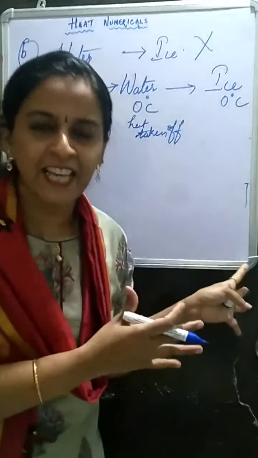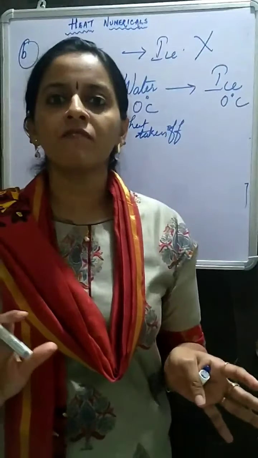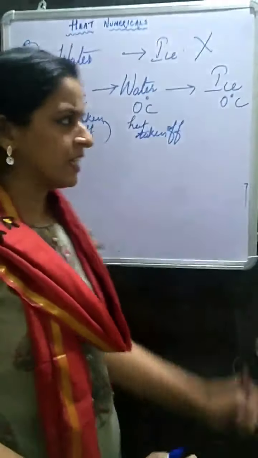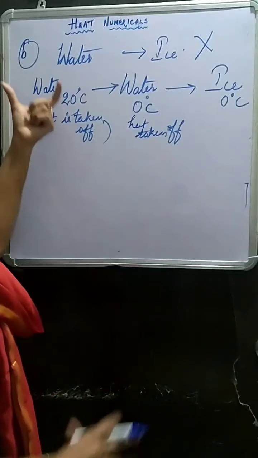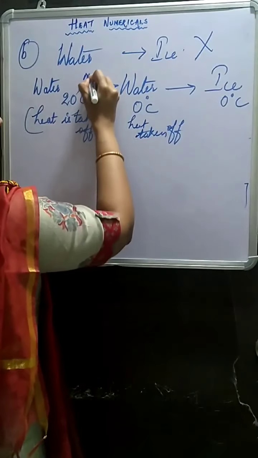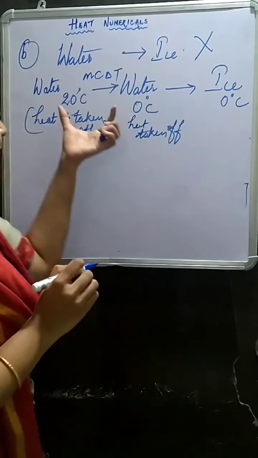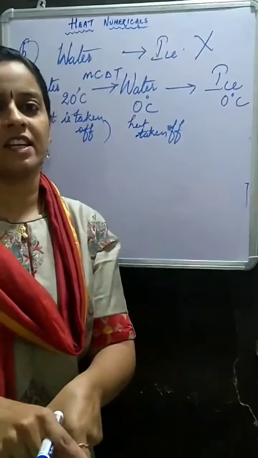To convert water into ice, what are we using in an ice factory? Liquid ammonia. Okay, we'll talk about liquid ammonia later. Let us first again dig into this. Water is giving off heat. Heat is given by the formula mc delta T. Here the temperature is changing. When temperature is changing, mc delta T.